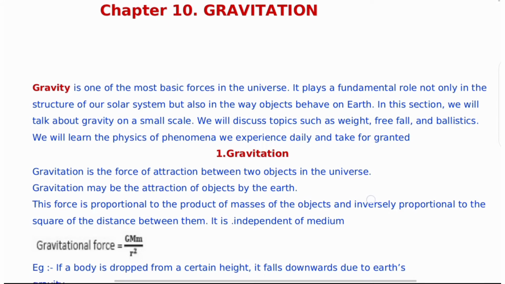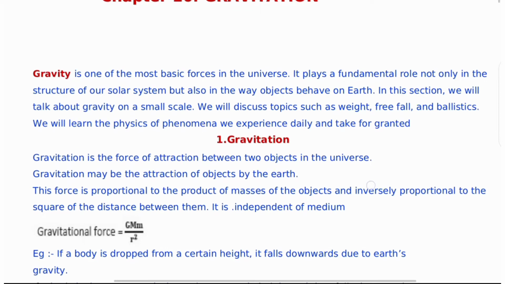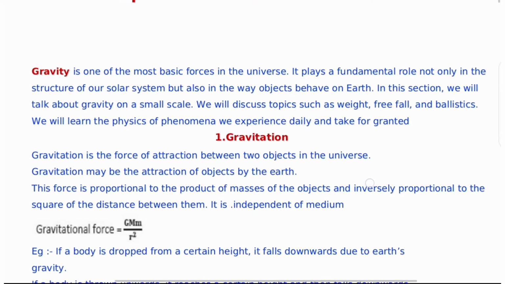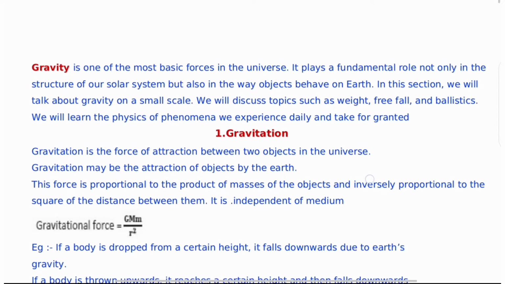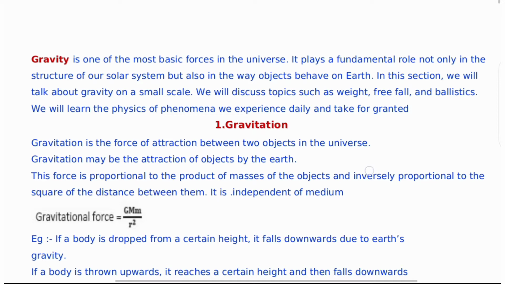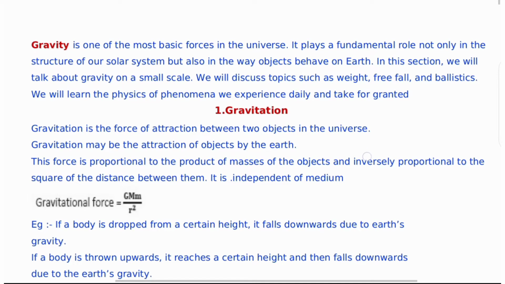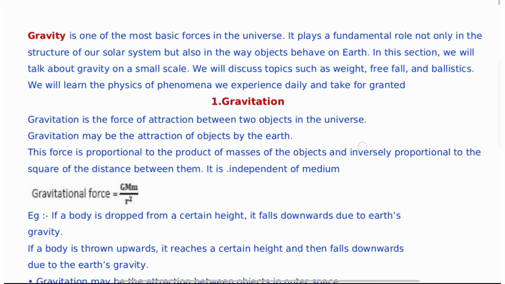1. Gravitation. Gravitation is the force of attraction between two objects in the universe. Gravitation may be the attraction of objects by the Earth. This force is proportional to the product of masses of the objects and inversely proportional to the square of the distance between them. It is independent of medium.